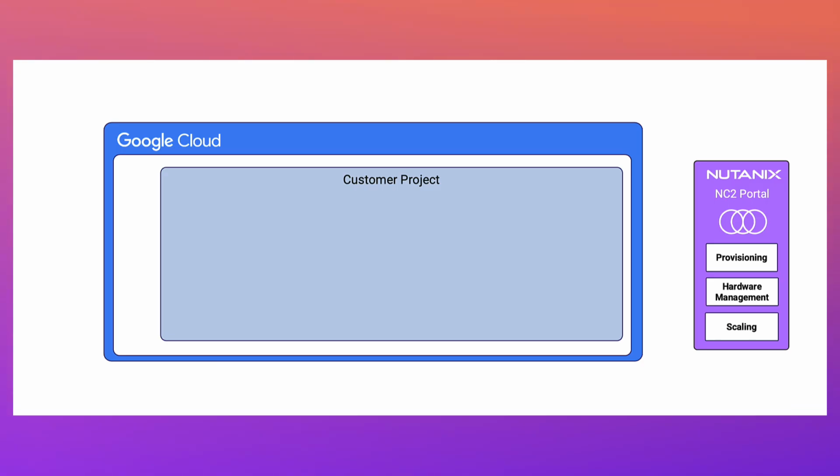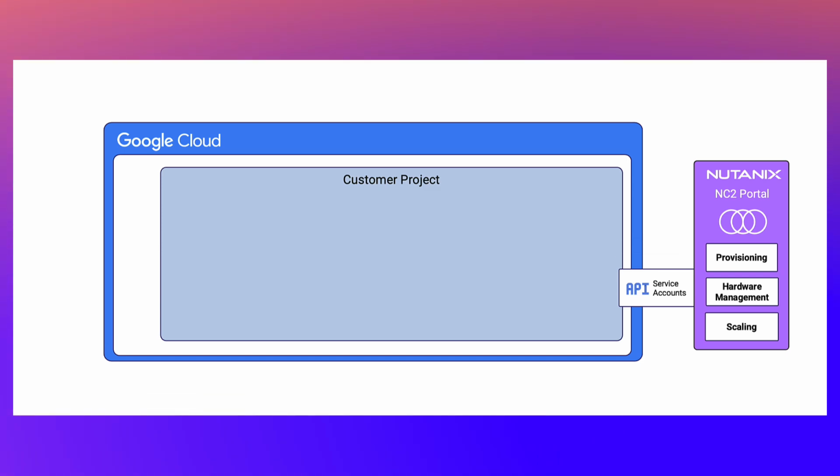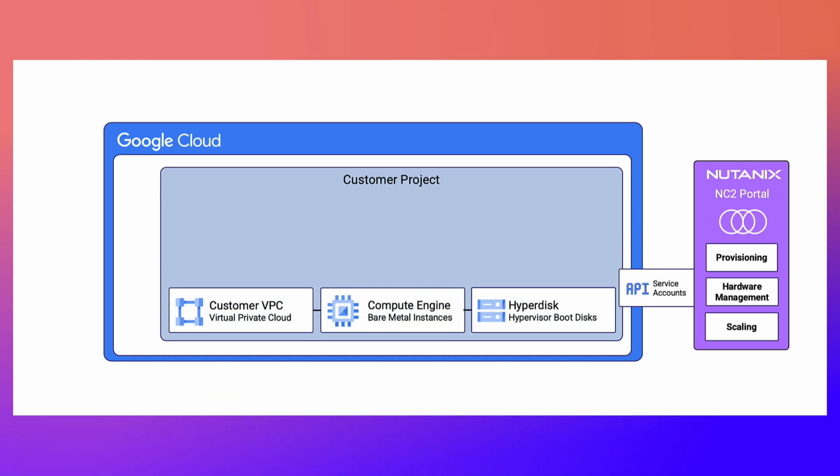So here we are in the Google Cloud with a customer project. And in that customer project, we've set up a couple of service accounts and we've enabled the Compute Engine API. And these service accounts then allow the Nutanix NC2 portal to reach in via the Google Cloud APIs and orchestrate the resources in that customer project. This includes customer VPCs, Compute Engine instances, and a little bit of hyperdisk, to the hypervisor boot disks, among other things.